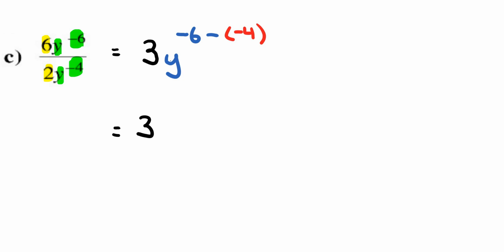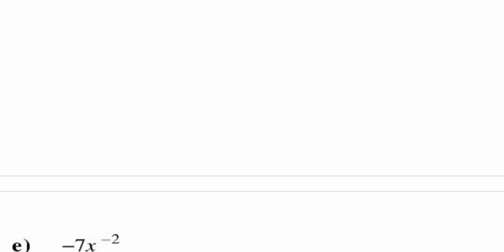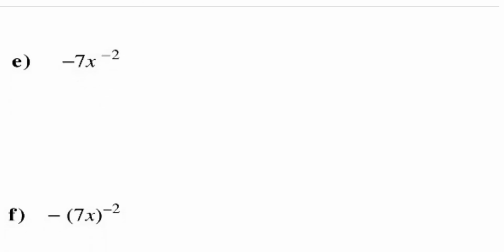Okay, now we have 3, and then y, and then if I evaluate negative 6 minus negative 4, that's the same thing as negative 6 plus 4, which is equal to negative 2. So 3y to the power of negative 2. And if you want to write this with a positive power, you can write the 3, and then you can divide this by y to the power of negative 2. You can put that on the denominator as y to the power of positive 2. And that's how you solve 9C. Okay, let's move on to 9E now.